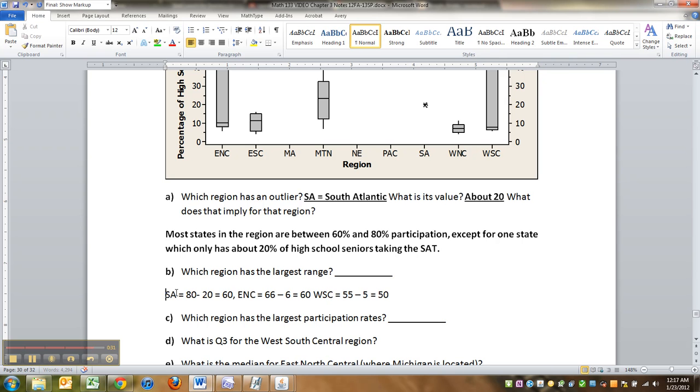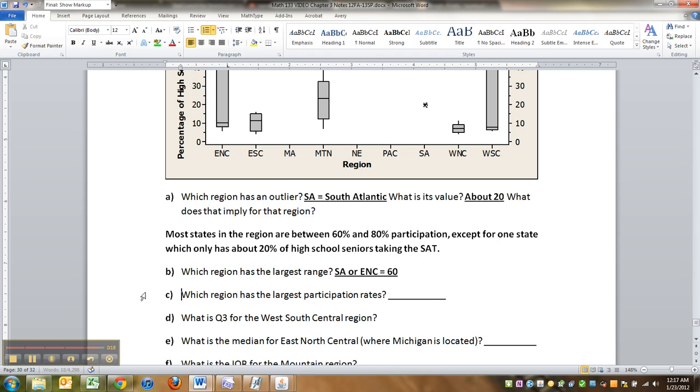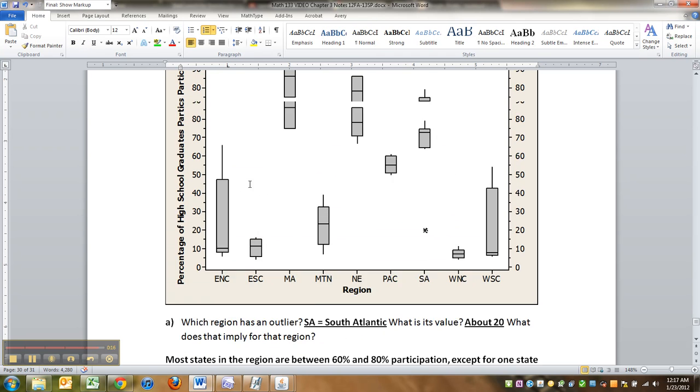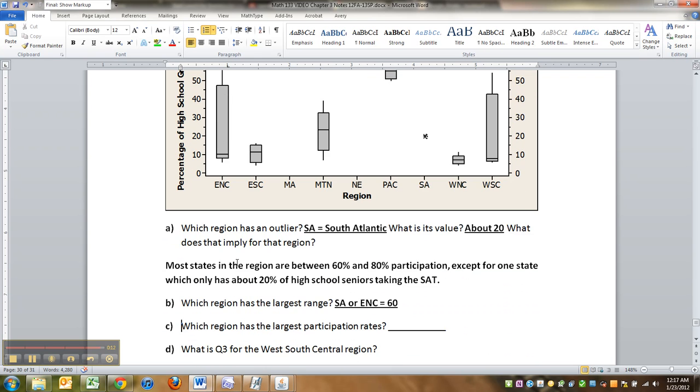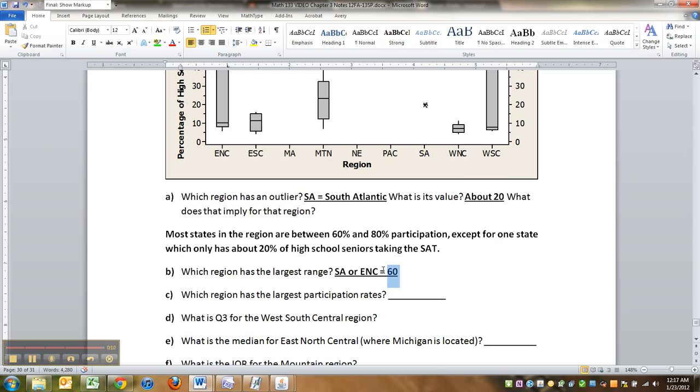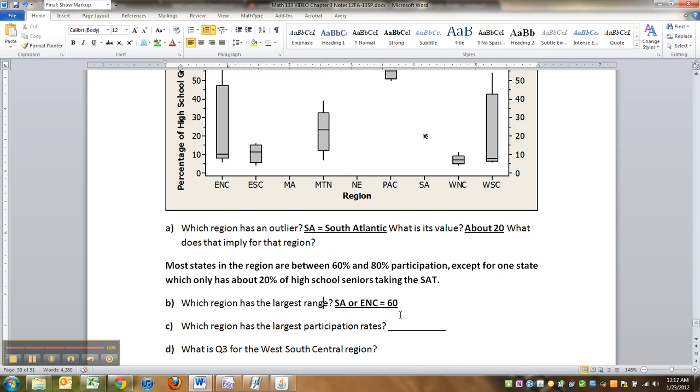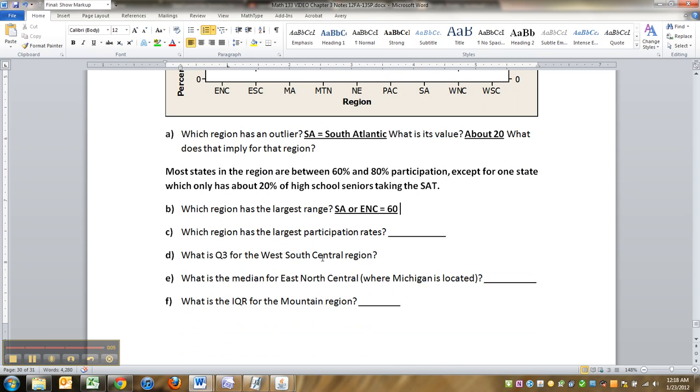So it looks like SA and ENC, those two together, are both about 60 for range. I don't know exactly which one. I could go figure it out. If you had a ruler, you could try to measure more precisely, but it's close enough, right? Those two are about the same, at a 60% difference between their highest and their lowest. All right, I'll see you back here for more interpretation.